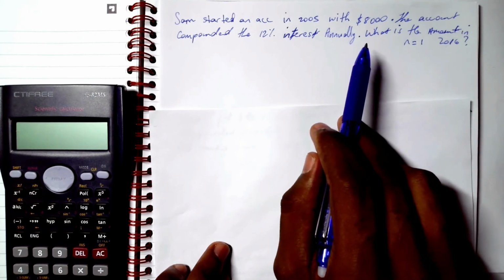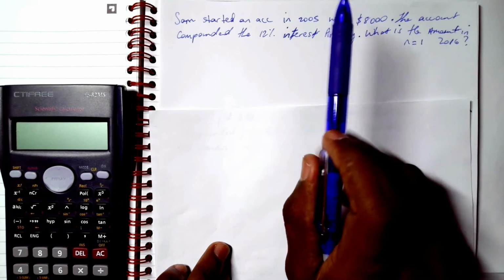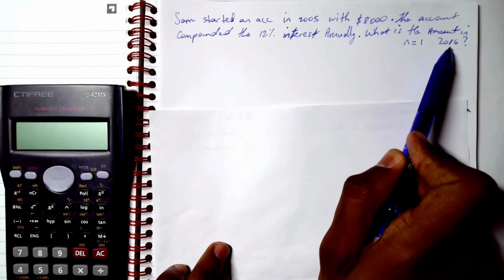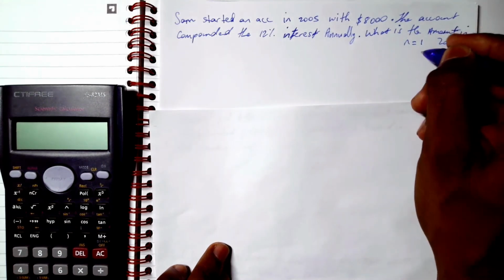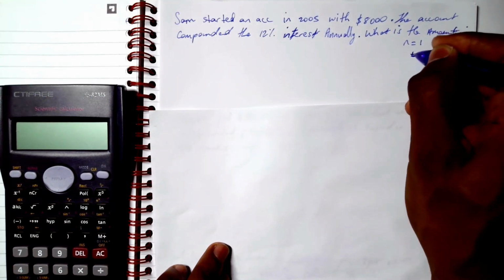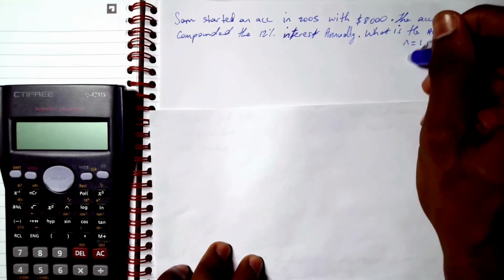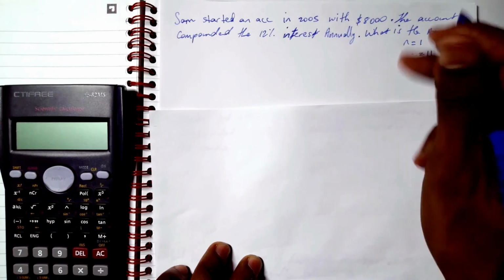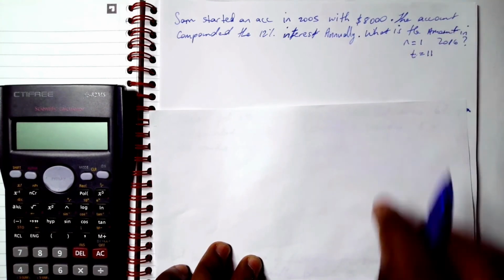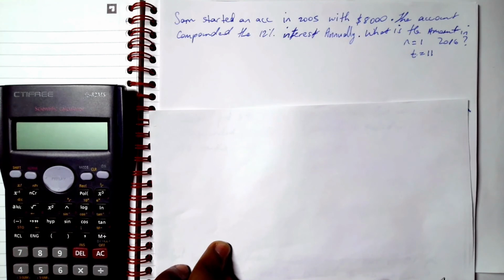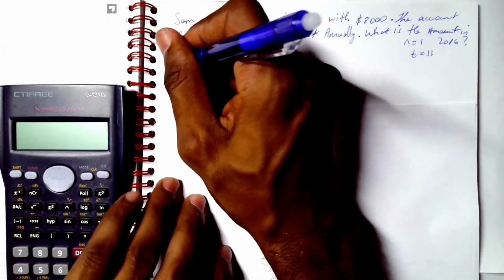Now, what's the time period? From 2005 to 2016, T is 11. T is 11. From 2005 to 2016, you can put it in your calculator and subtract it. It's going to be 11. Alright. Let's now proceed with our calculation.